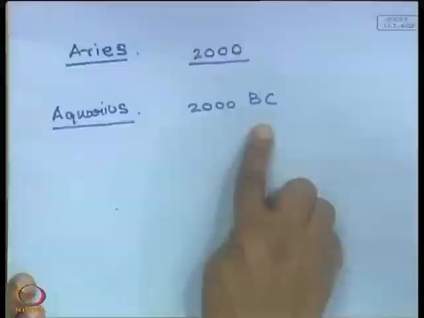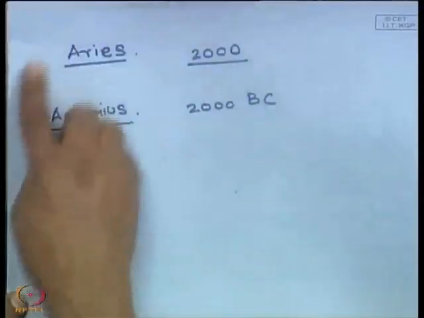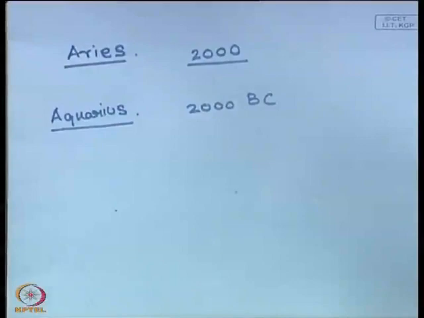And so this is an important point to note. In 2000 BC it was in the Aquarius constellation, so it was when the sun entered the Aquarius constellation, and now it is when the sun enters the Aries constellation. So this keeps on changing with time.